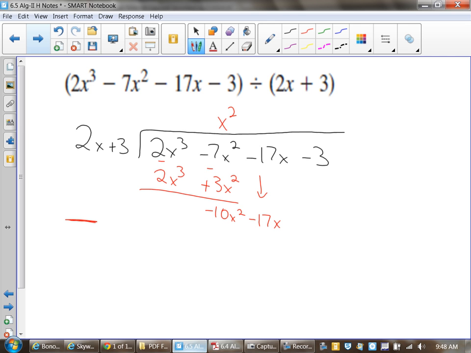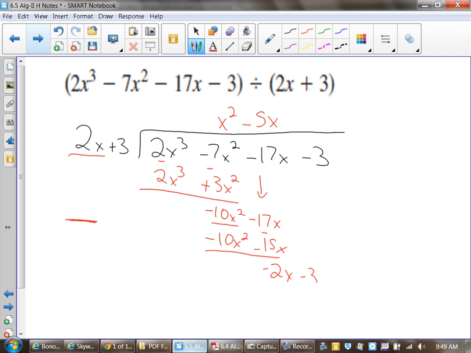Ask the question again. What do I multiply 2x by now to turn it into a negative 10x squared? Negative 5x. Negative 5x, very good. So now I go above here, negative 5x. Multiply it over, I get negative 10x squared minus 15x. Subtract them again. Negative 10 minus negative 10 is 0, it's gone. Negative 17 minus negative 15. Negative 2.